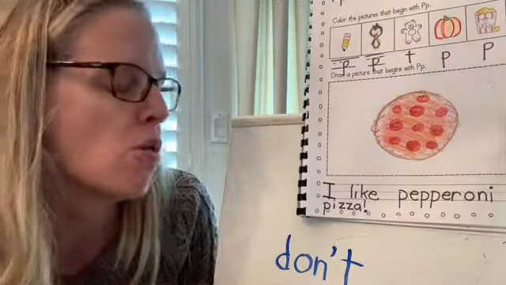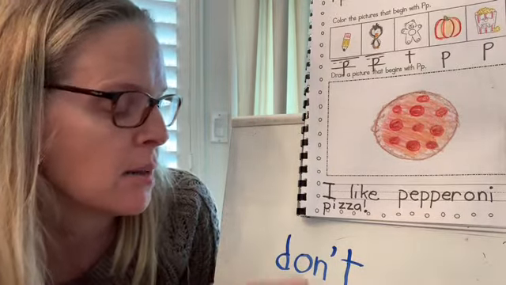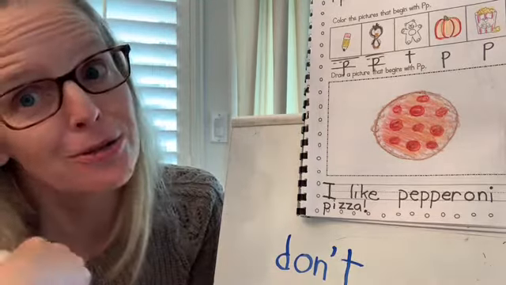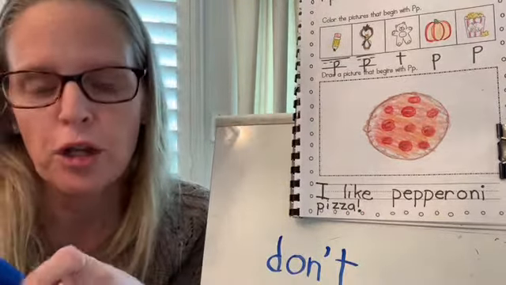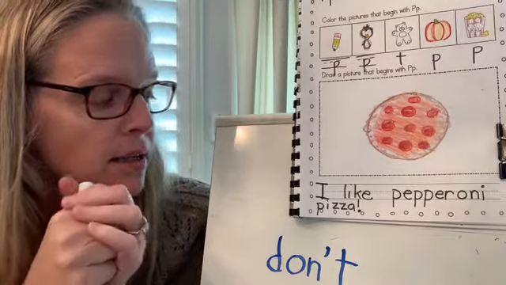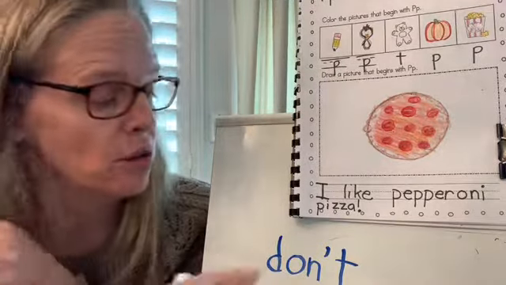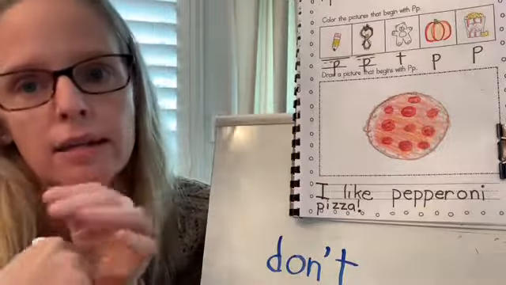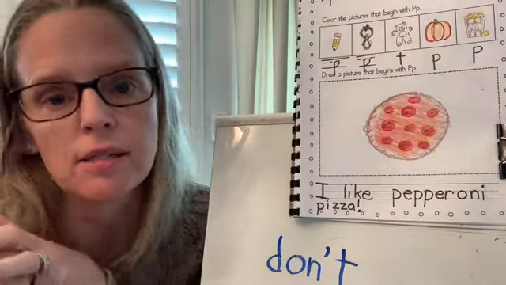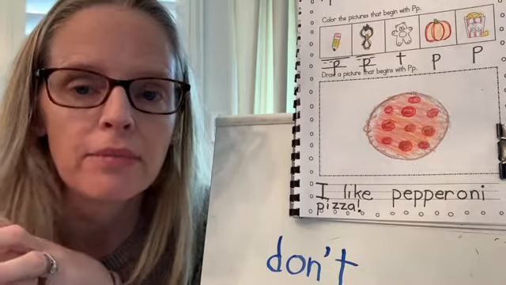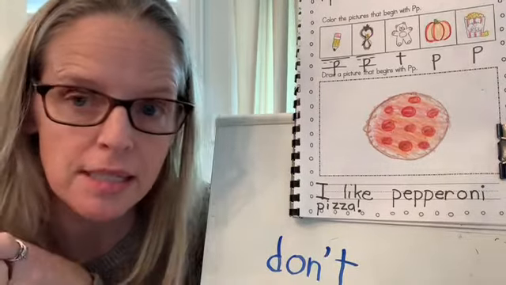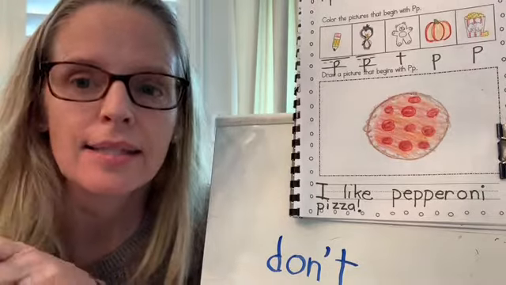I don't like pizza. But I do. So I wrote, I like pepperoni pizza. So if you're gonna write that you don't like it, then you need to put, I don't like pepperoni pizza. And then your sentence will match how you feel. All right? Okay. Well, do your best work. I can't wait to see it. All right. See you soon.